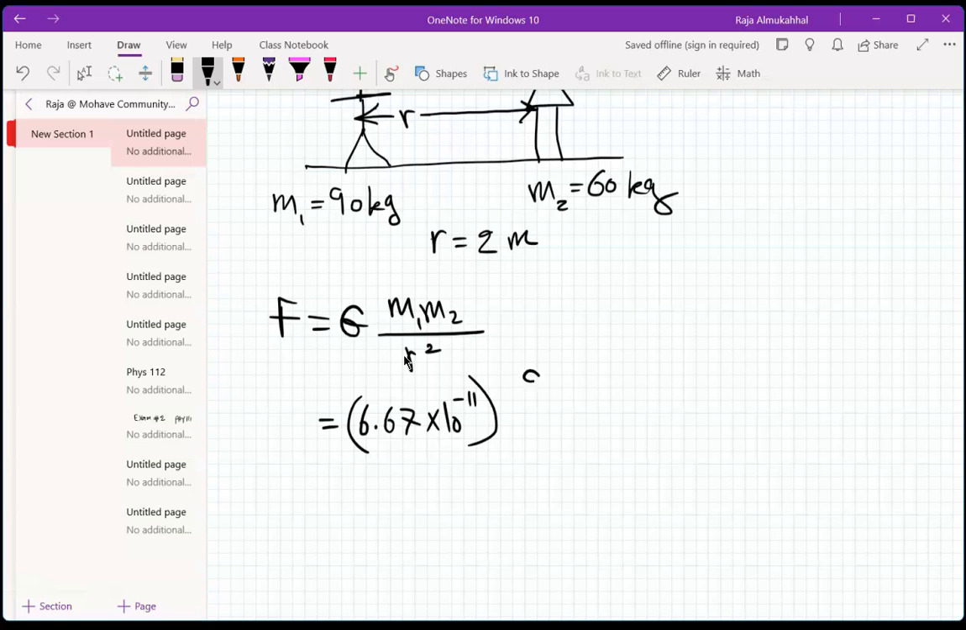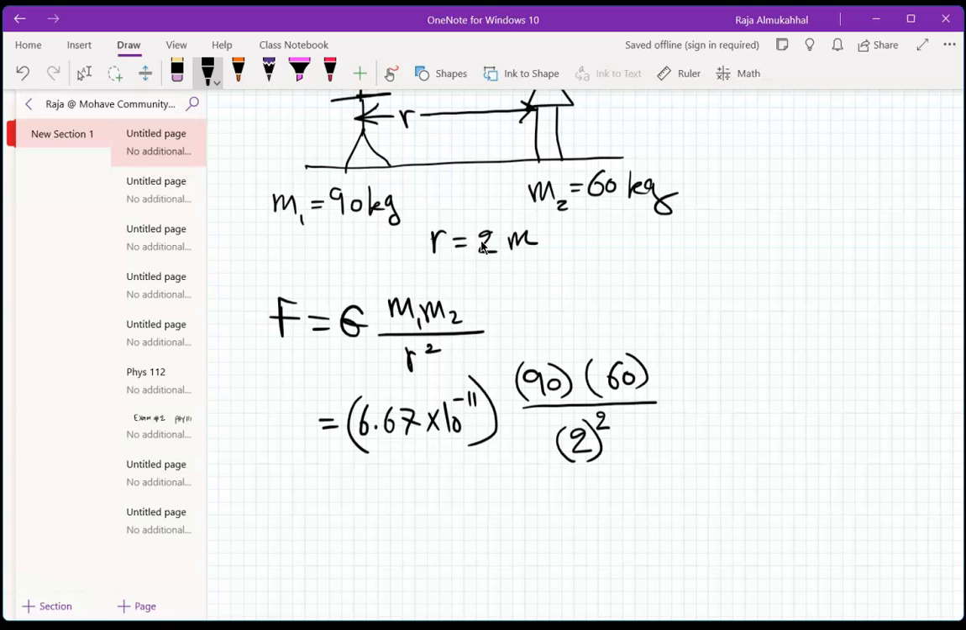The M1 is 90 kilogram. M2 is 60 kilogram. And then we have R squared, which is 2 squared here. Let me just write it as 2 squared for now. I know it's equal to 4. And there we go.